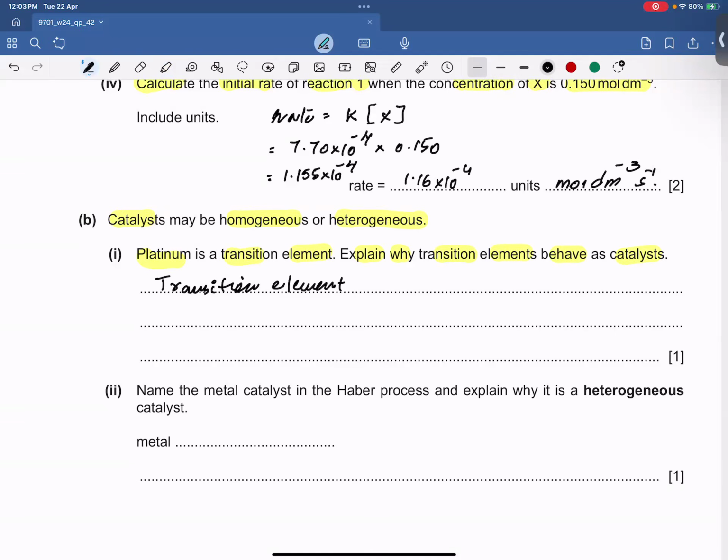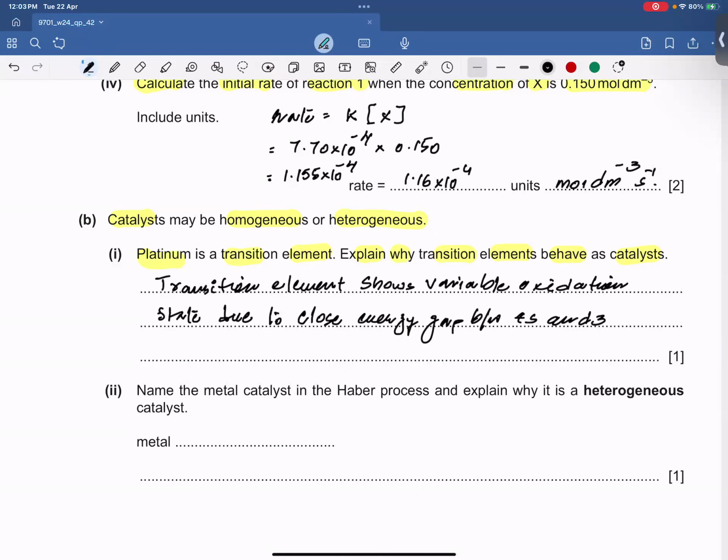So transition elements show variable oxidation state due to the close energy gap between 4s and 3d orbital, and also electrons available in both 4s and 3d.